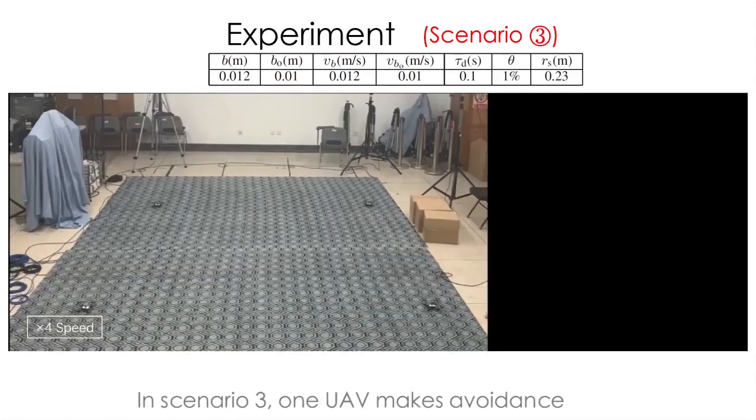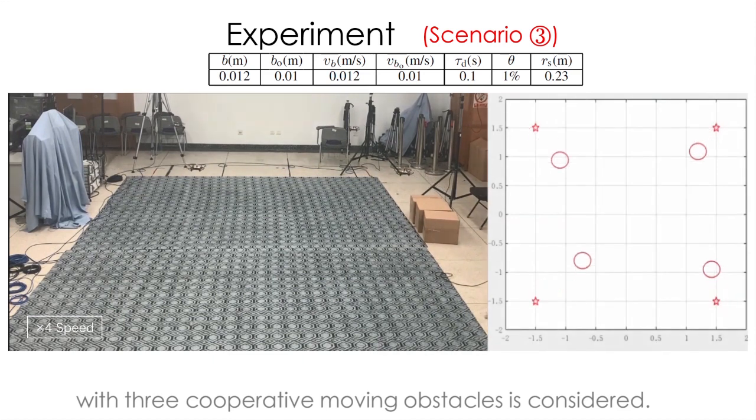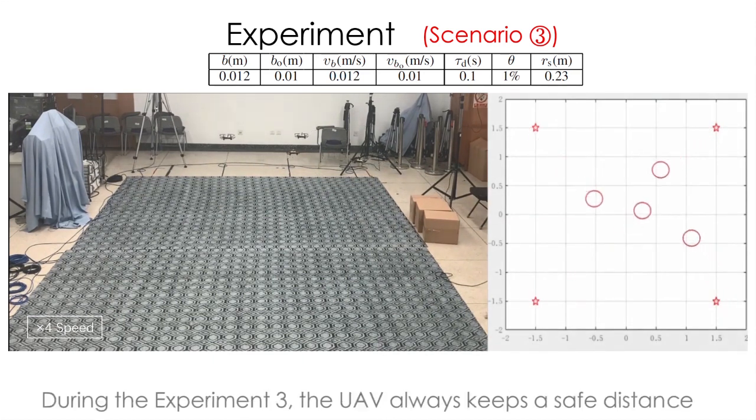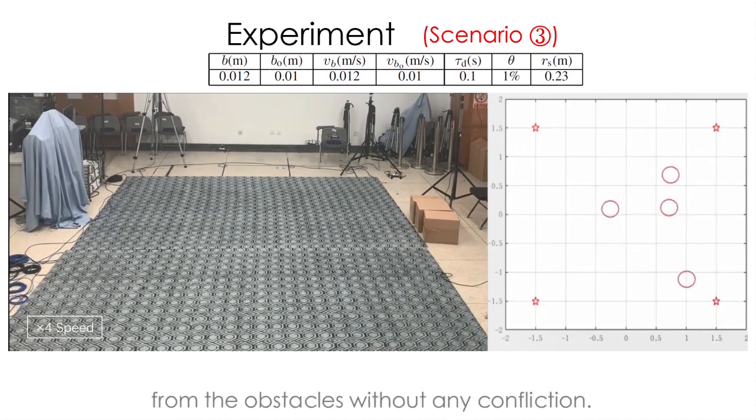In scenario 3, one UAV making avoidance with 3 cooperative moving obstacles is considered. During experiment 3, the UAV always keeps a safe distance from the obstacles without any conflict.